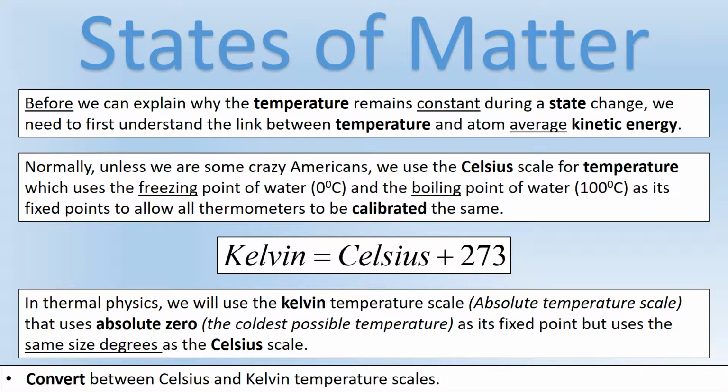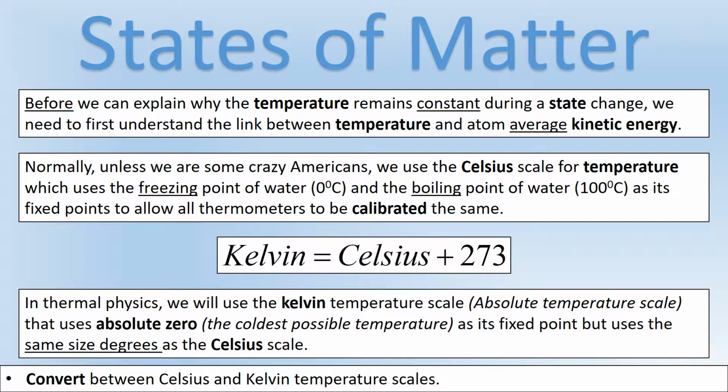But in thermal physics, to help us understand what's going on with atoms, we actually use a different scale. We use a Kelvin scale of temperature, named after Lord Kelvin, who did a large amount of work in thermodynamics. It's really easy to convert between Celsius and Kelvin.